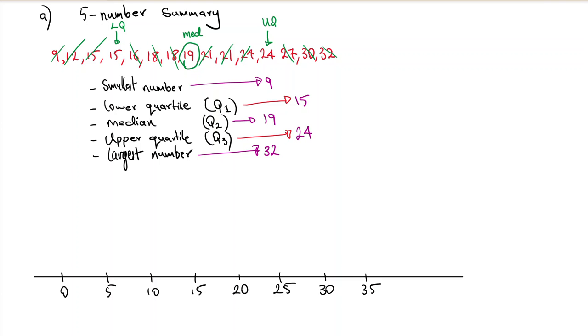So I use my 5-number summary as my box for my box and whisker plot. So my smallest number is 9, which is around here. I'll just put a little dot there. My lower quartile is 15, so I'll put a line where 15 is. My median is 19, put a line there. And then my upper quartile is 24, so I can put a line there. And my highest is 32.